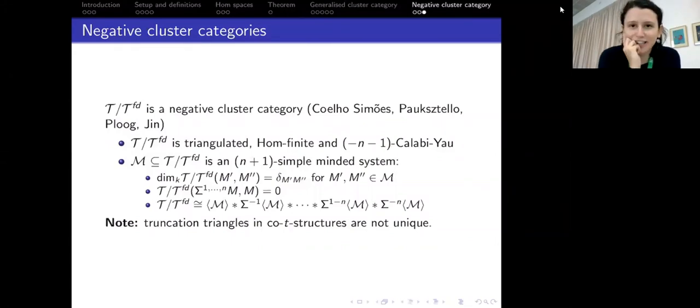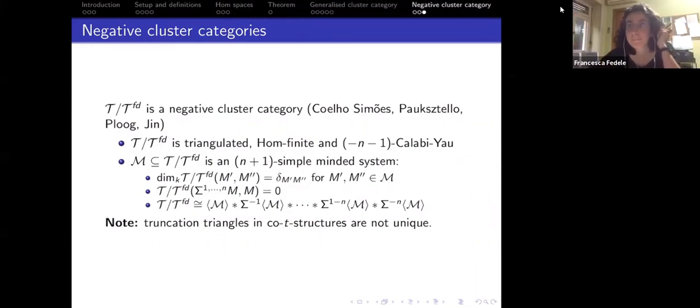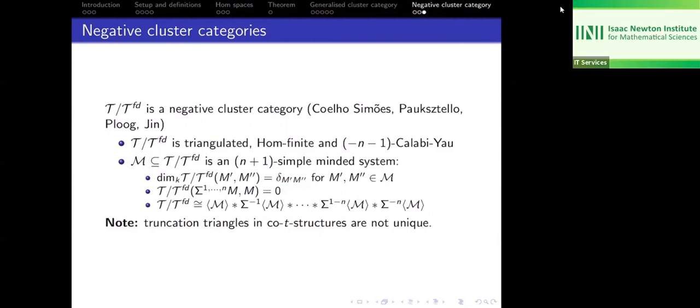So maybe I can quickly ask, was there a specific motivation behind defining negative cluster categories, or was it just, what happens if you replace? Sorry, I couldn't hear properly. Maybe grab a microphone. Can you hear me well now? Yes. So I asked, was there a specific motivation behind defining negative cluster categories?